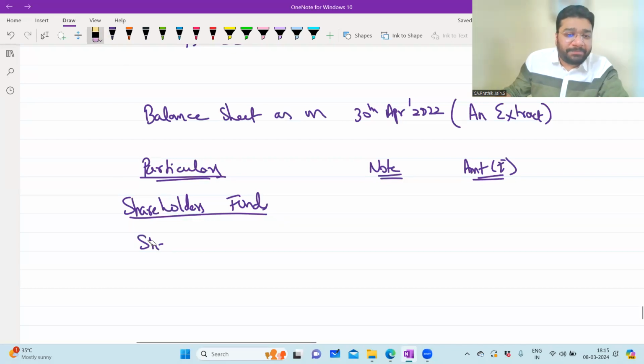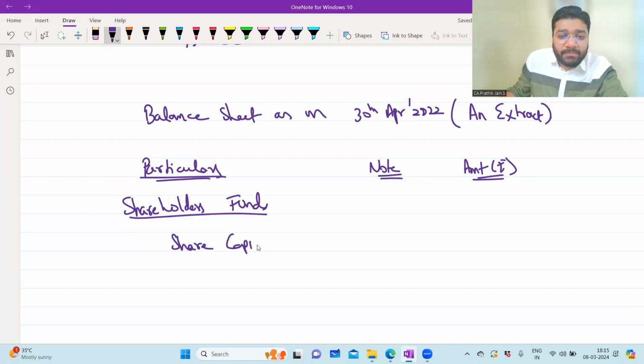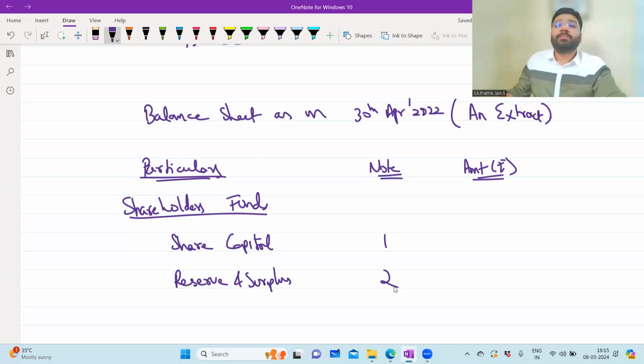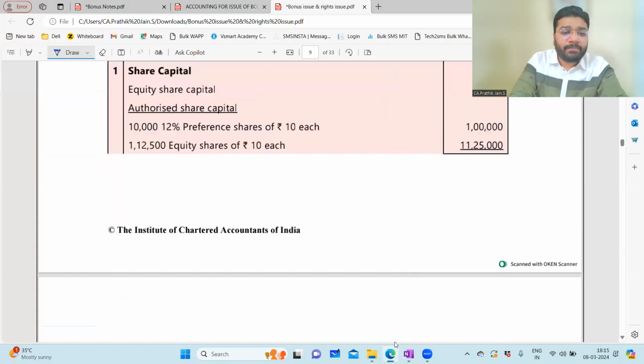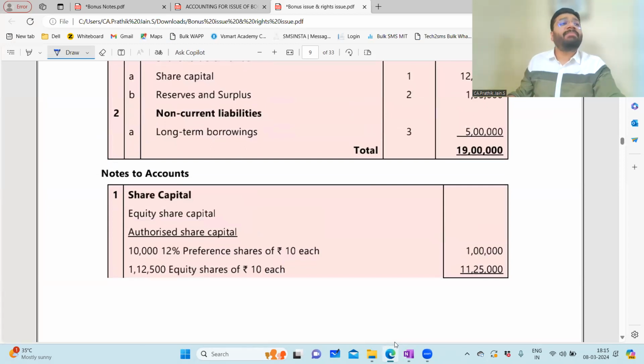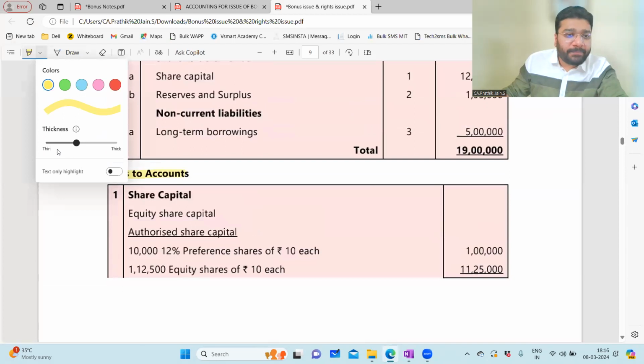So under that, share capital, note number 1. Second is reserves and surplus, note number 2. So now we have to go to the notes. Note 1. I'm just showing note 1 in the main balance sheet. Observe, then do it. Don't do anything, just observe. Notes to accounts. Guys, online people, don't do anything. Just observe what I'm doing.